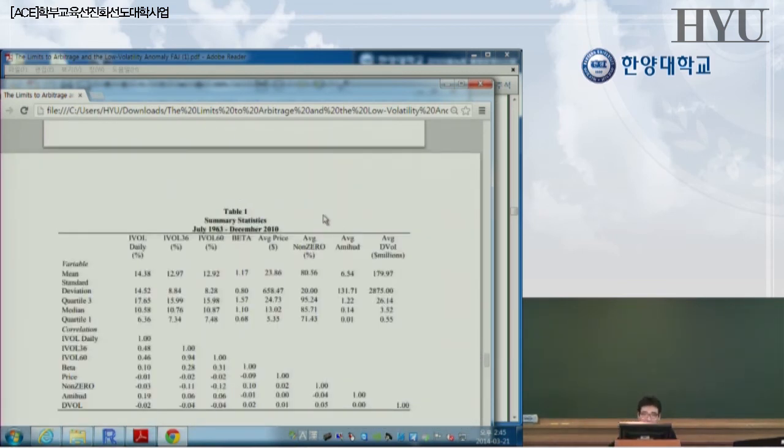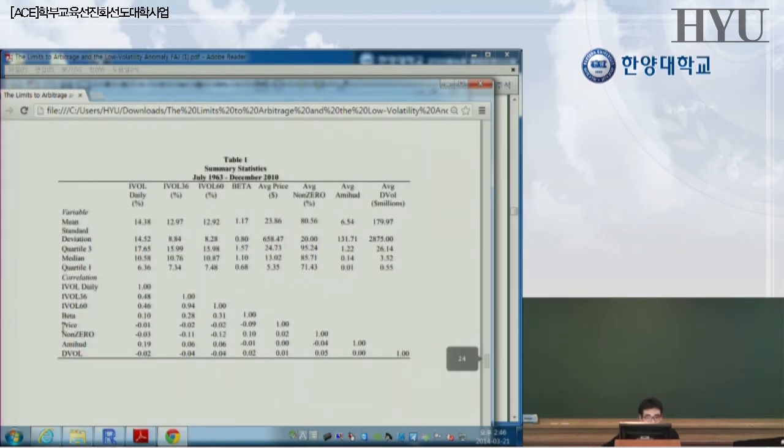Summary statistics. So we have eyeball 36, eyeball 60, and beta. They are all measures of variability, and average non-zero amplitude, trading volume and price. They are measures of liquidity. Some interesting pattern: we have 4 measures of liquidity: price, non-zero, amplitude, and then this part is about correlation. The correlation between those 4 shows that they are not that strongly correlated.